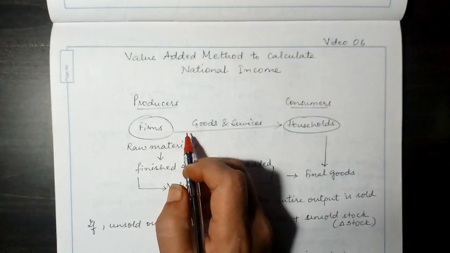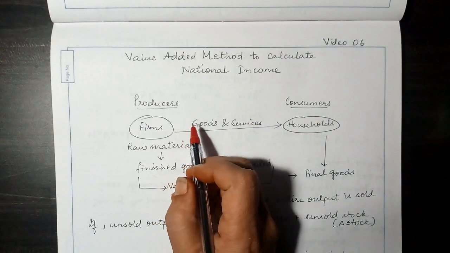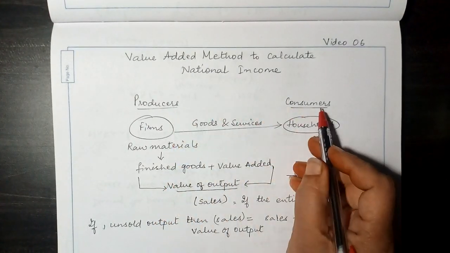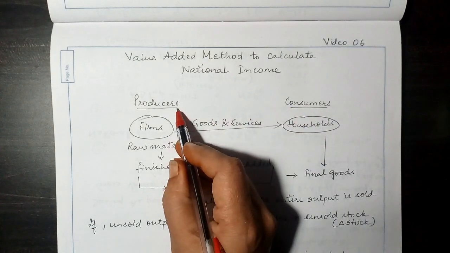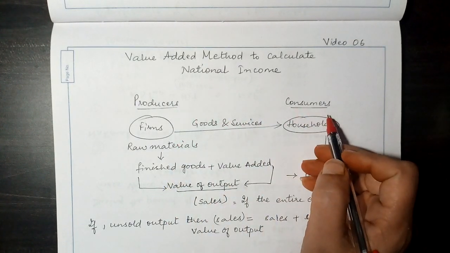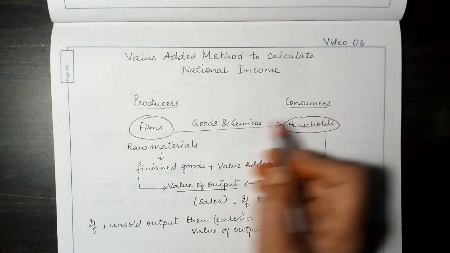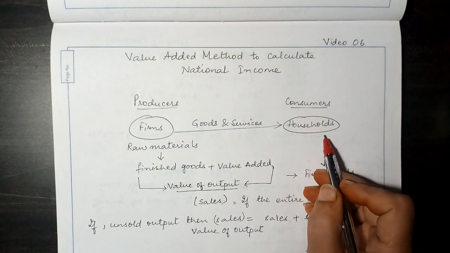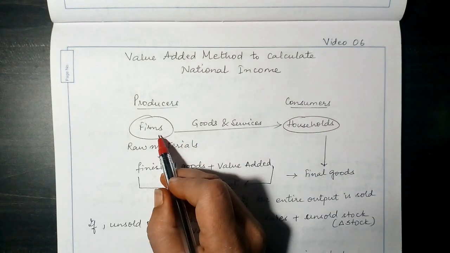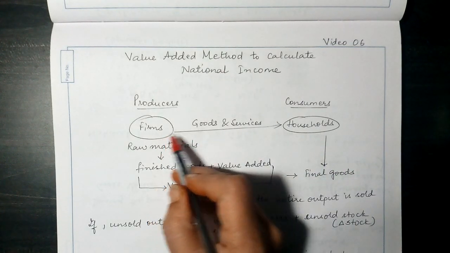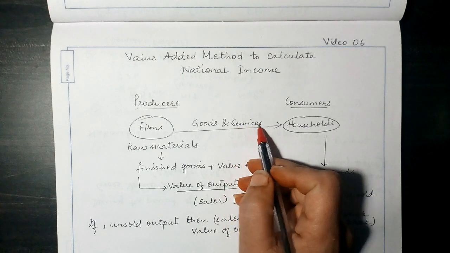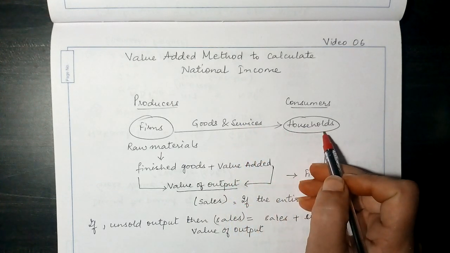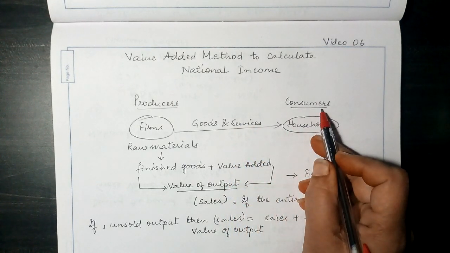Let's proceed. We know in a closed economy, there are two sectors, the producer sector and the consumer sector. The producers are the firms and consumers are the households. The firms or the producers produce goods and services for the consumption by the households or consumers.